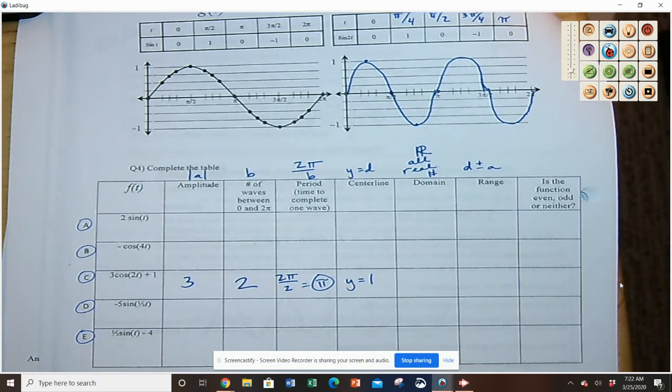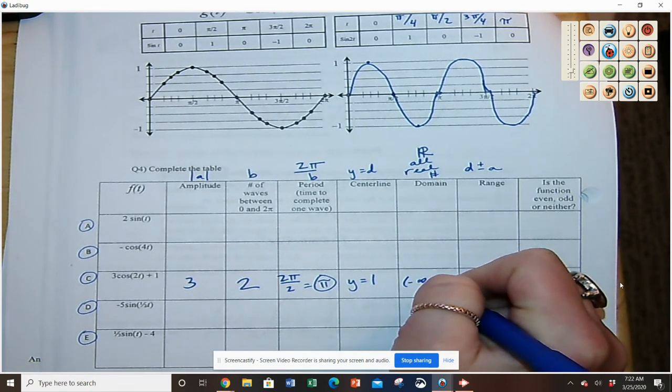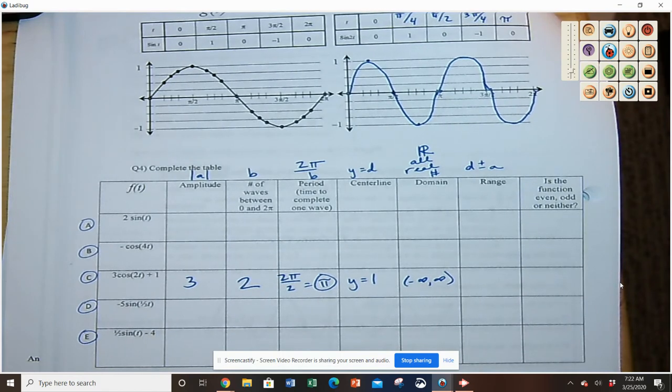For both the sine graph and cosine graph, the domain is always all numbers, and we're going to use soft brackets because infinity doesn't actually have a value. So I'm starting at negative infinity, and I'm going to positive infinity.